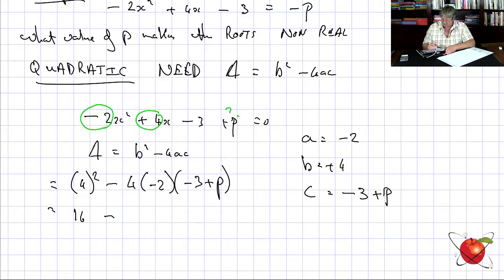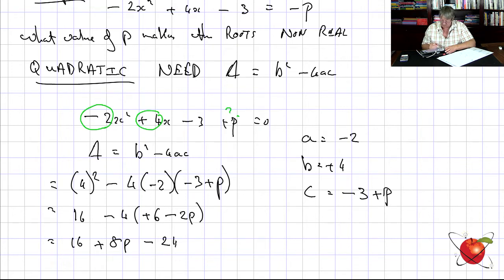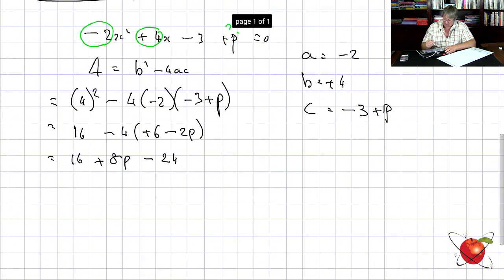That's going to be minus 4 times, and let's multiply this out. That's going to be plus 6, minus 2p, correct? This is going to be 16. Now I can multiply that out. Minus 3, okay. I end up with 8p plus 8p, plus 8p and minus 24. And my final discriminant is going to be equal to 8p minus 8.